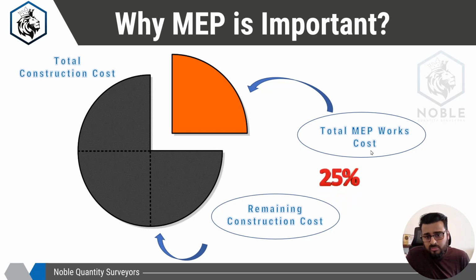How much the electrical will cost, how much the mechanical will cost, and how much the plumbing will cost: all this detail will be answered in our upcoming lectures. In this course, what is the importance of MEP? It is 25% of the total construction value, and how much the electrical, mechanical and plumbing will each cost will be answered in our upcoming lessons.